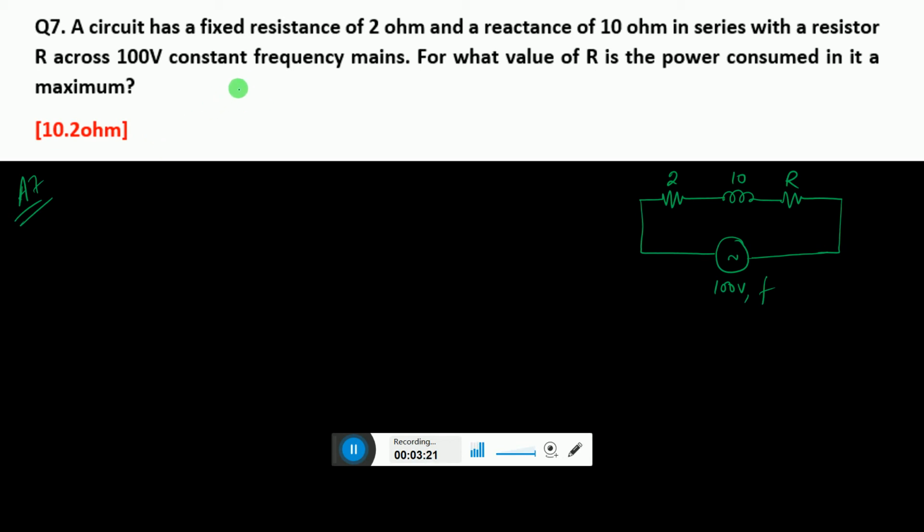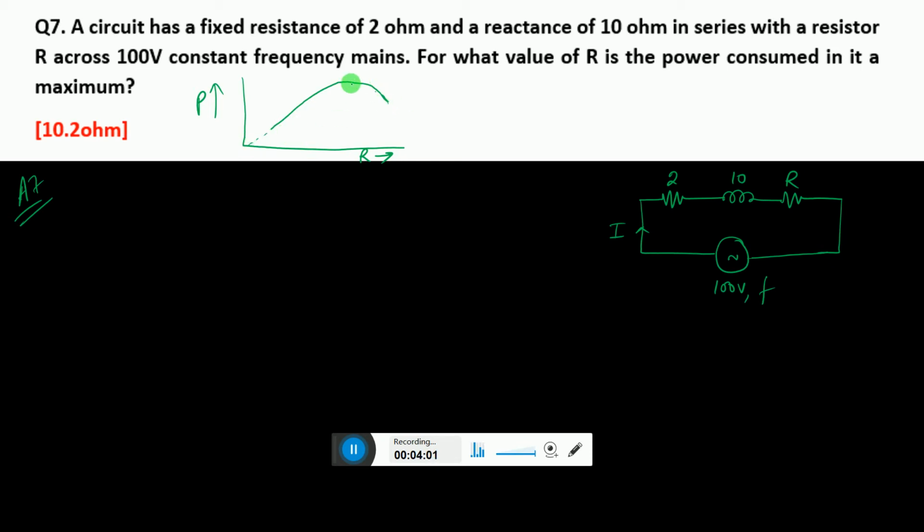Let me tell you that if we draw a curve like this with R on the x-axis and power on the y-axis, usually this type of experiment is done in the lab where these are the 2 and 10, maybe the internal source resistance and reactance, and R is the load. And AC circuit is there and AC supply is there with some current. So we vary the load from a higher end, not from the lower side. We start at the higher end and then we decrease and we get a pattern of curve like this.